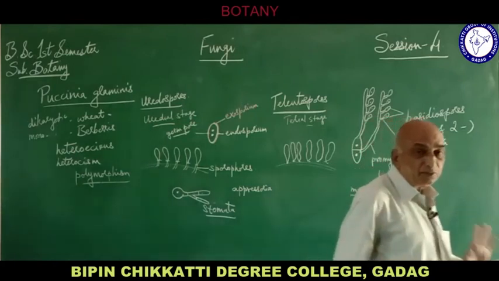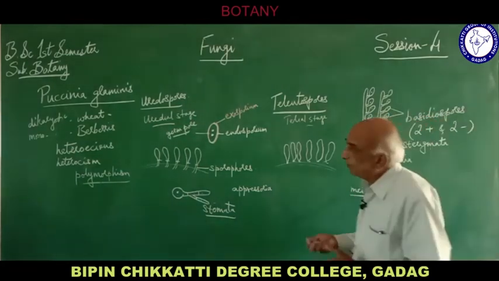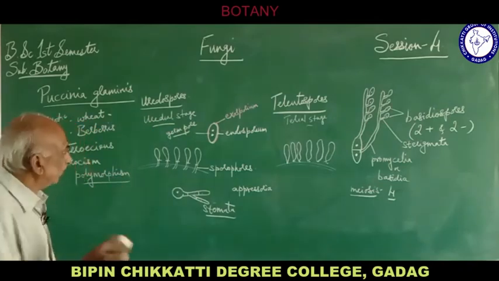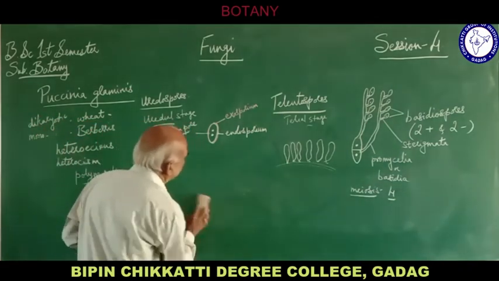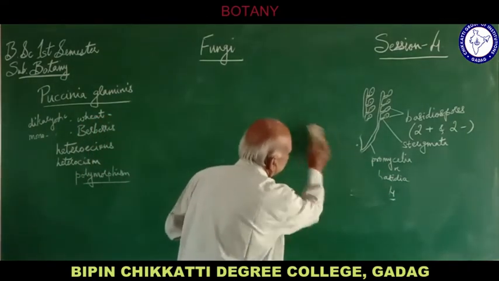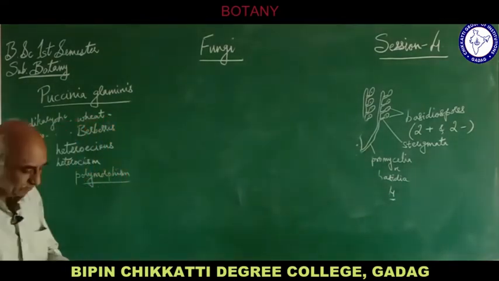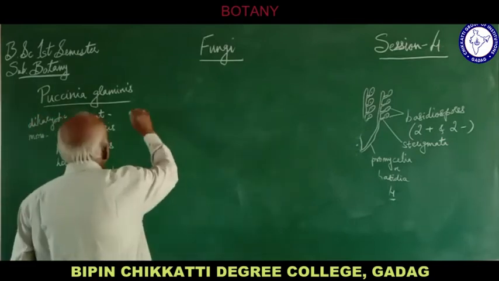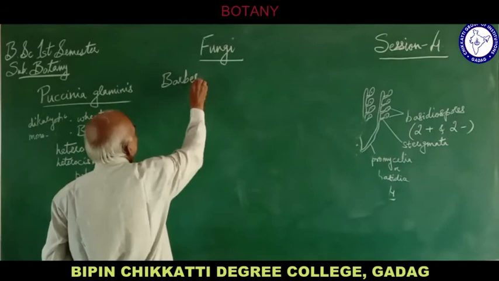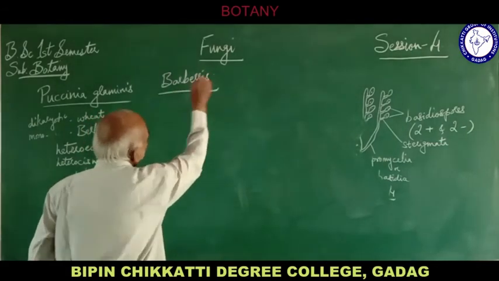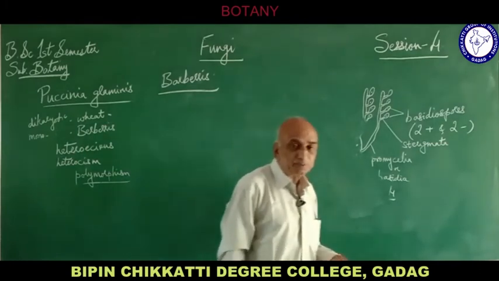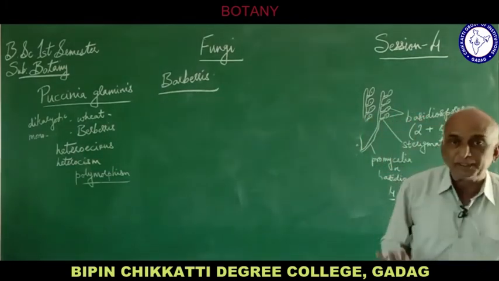But the basidiospores will not develop on the wheat plant. They develop only when they fall on the next plant, that is the barberry plant, where they develop into the next stage, the pycnium or the pycniospores. So in the barberry plant, the basidiospores develop. In any case, the basidiospores will not develop on the wheat plant.